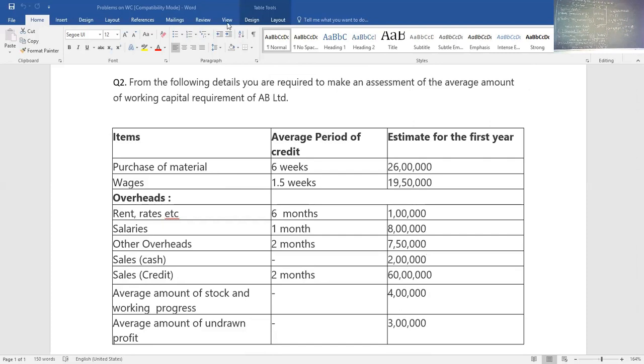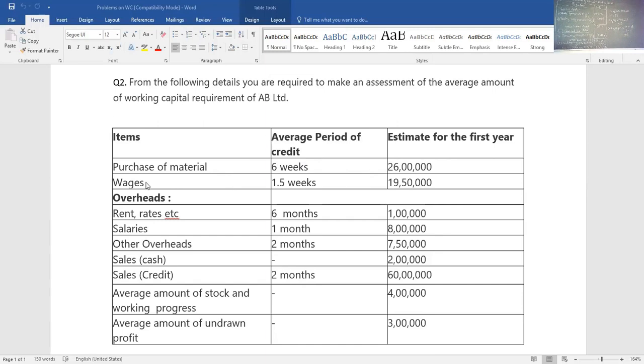Ma'am, is it the sundry creditors? Yes, very good. It is sundry creditors because we have purchased raw materials worth rupees 26 lakh for which we will have to make the payment to the supplier in a duration of 6 weeks. So that is a liability for a concern. So this is referred to as sundry creditors.